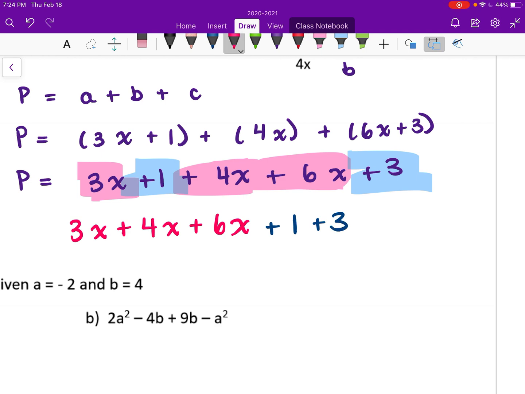So I have all of my x's. I can just add their coefficients. So I'm going to do 3 plus 4 plus 6. 3 plus 4 is going to give me 7, plus 6 is going to give me 13, right? And then I have 1 plus 3, which is just going to give me 4. So my answer is 13x plus 4.